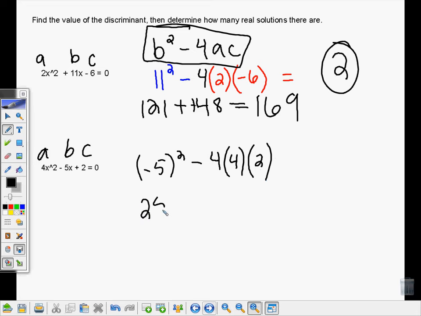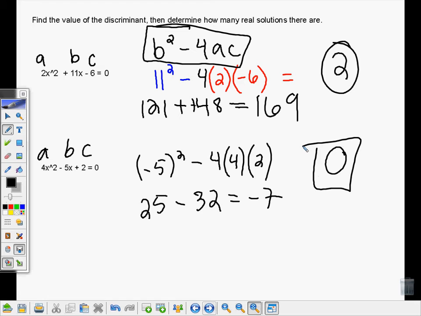Negative 5 squared is 25, okay? You would put that in your calculator with parentheses. So negative 5 times negative 5 is positive 25, minus 4 times 4 times 2, which is 32. So we get 25 minus 32. That is a negative number. It's negative 7. So remember, since it's negative, that means I have 0 real answers, okay? This was positive. This one's negative.